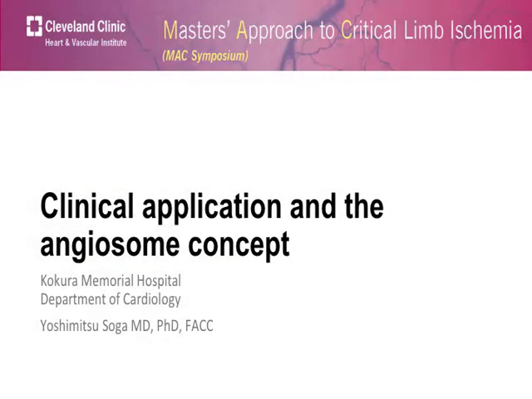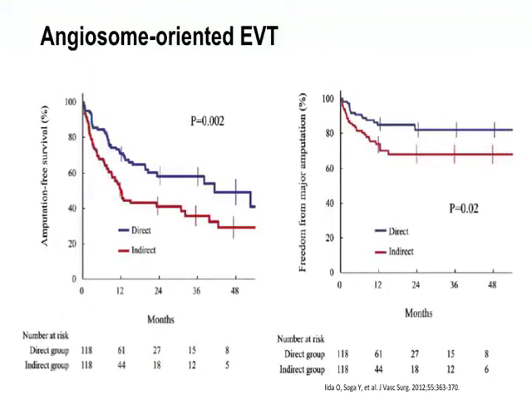Actually, from our database, the aneurysm concept is very effective to achieve complete healing. Amputation-free survival and limb salvage rate were significantly higher in the direct revascularization group, which meant one straight line flow to the toe or to the wound based on the aneurysm concept. So it's very useful if you treat the CLI patient based on the aneurysm concept. I think it's very useful.